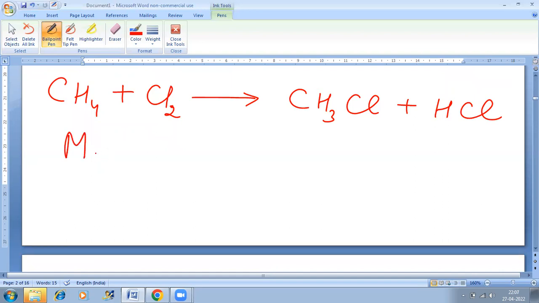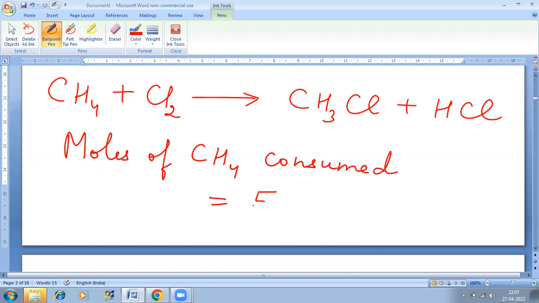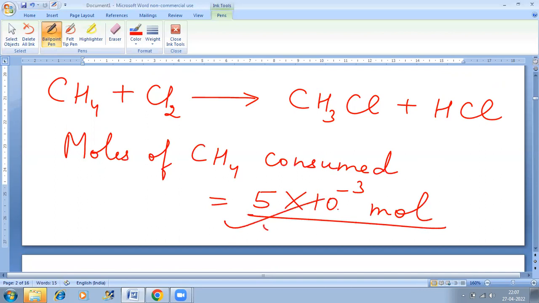So moles of methane consumed should be equal to 5 into 10 raised to minus 3, because 5 millimoles means 5 into 10 raised to minus 3 moles. This is the correct option. I mean, none of the options given is correct. This should be the correct answer. Hence, this becomes a bonus.